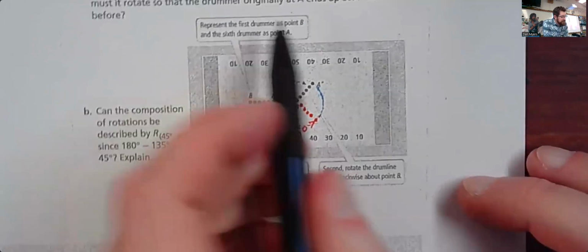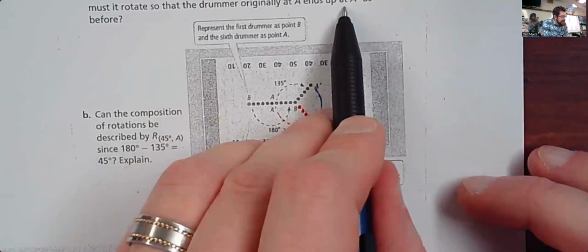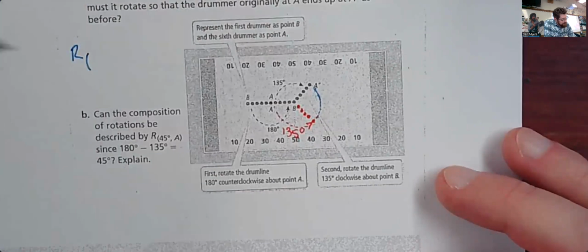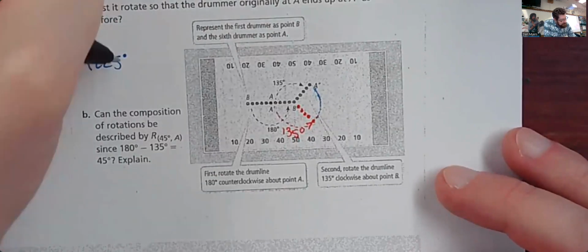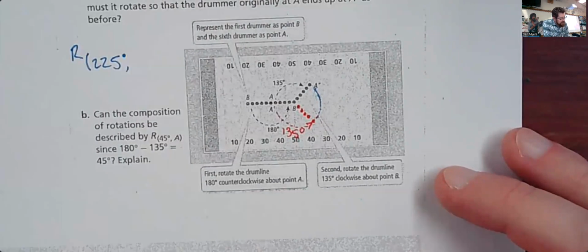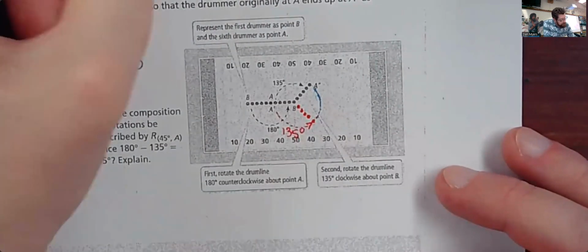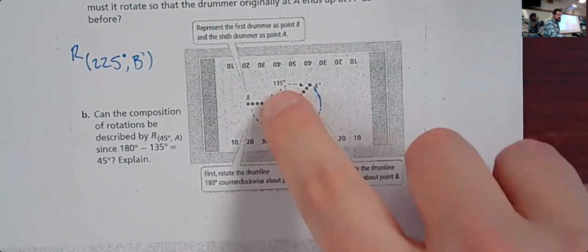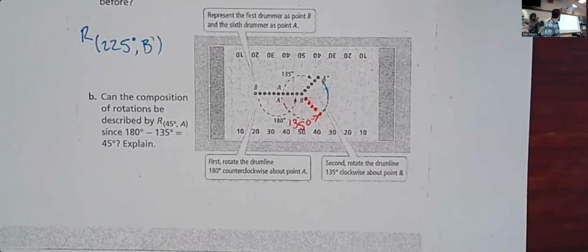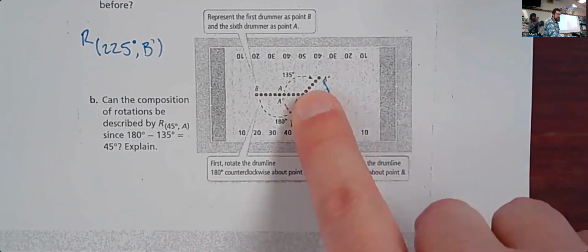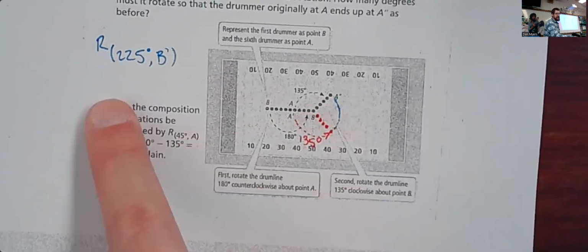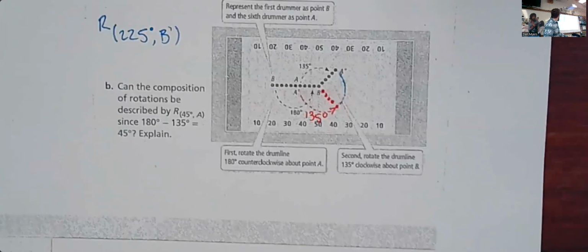So let's see, how many degrees must it rotate so that the drummer originally at A ends up at A double prime? We would say this, R, and then 225 degrees around point B prime. That would be our answer for that, because it'd be a 225 degree counterclockwise rotation as opposed to a 135 degree clockwise rotation. It's basically whatever fills in to make the 360 degrees for the circle, the opposite of that. So 135 and 225 gives us 360, so that would be our answer.